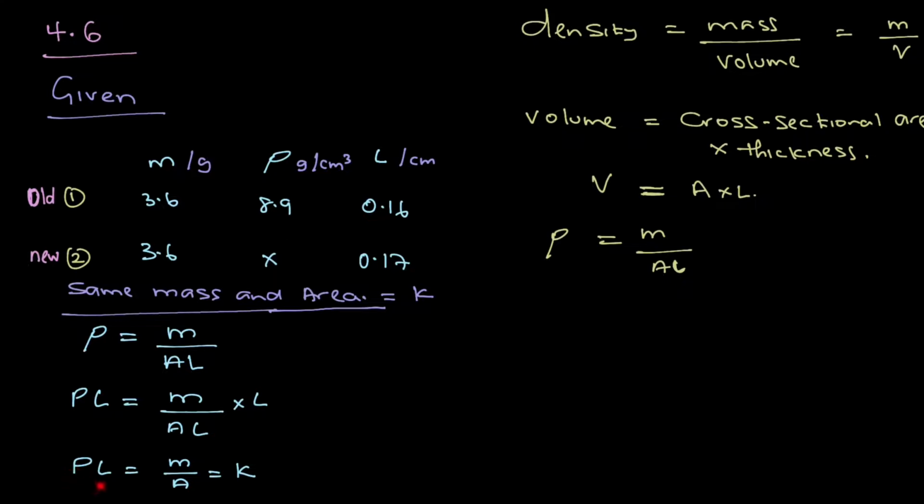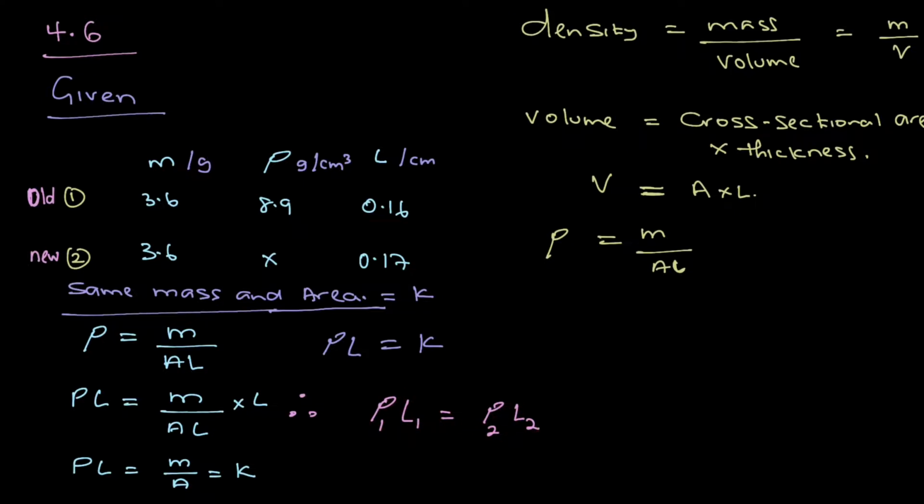So we have density times L equals mass over area, and we call that a constant K, because this is the same for both coins. It's the same value for coin 1 and coin 2. So density times thickness equals K. Therefore, the density for metal 1 and its thickness is equal to the density for metal 2 and its thickness. So that's why rho 1 L1 equals rho 2 L2.